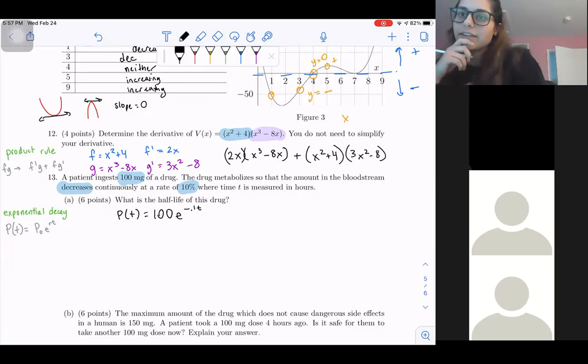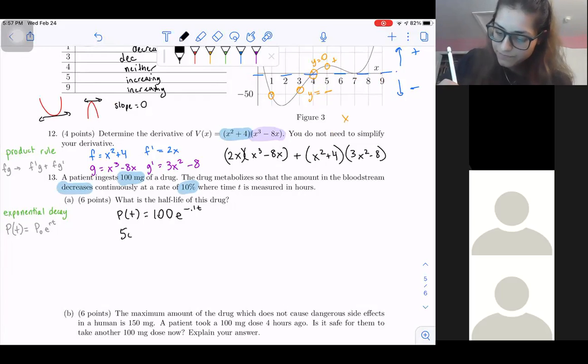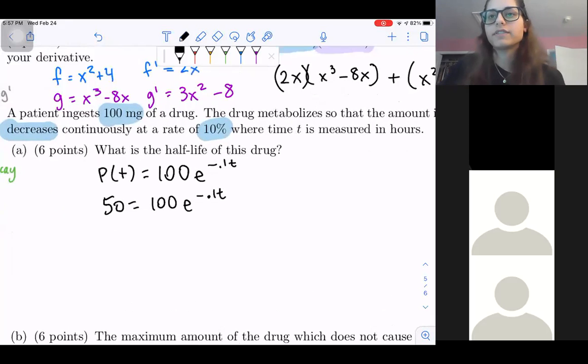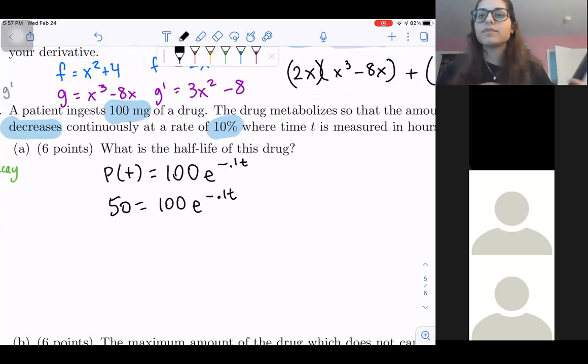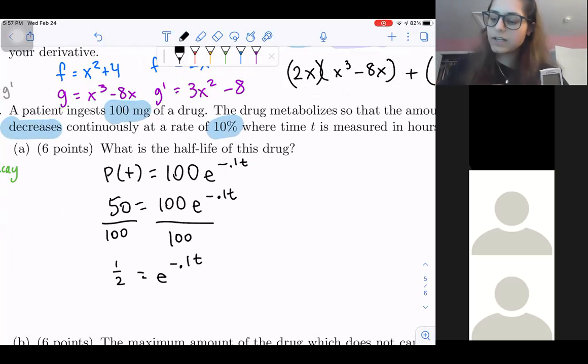All right, so when we find half-life, half-life is given to us in a number of hours, right? So we're going to be solving for t. We want to find how long it takes to get from 100, which is our initial sample, to 50, which is half of 100. So we'll have 50 equals 100 times e to the power of negative 0.1 times t. And we're just going to solve for t. Right, so I will divide both sides by 100 to get 1/2 equals e to the power of negative 0.1 t.